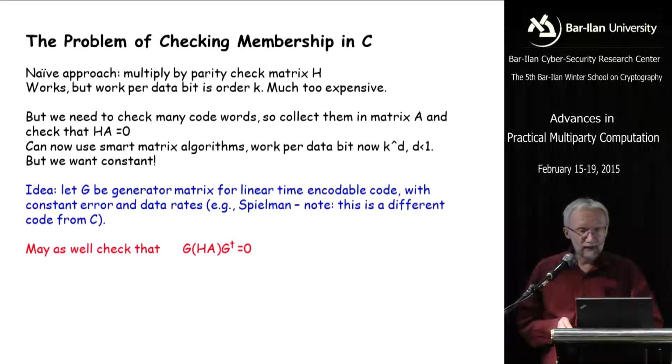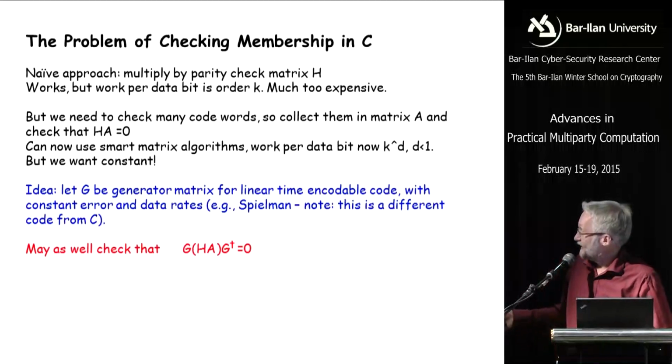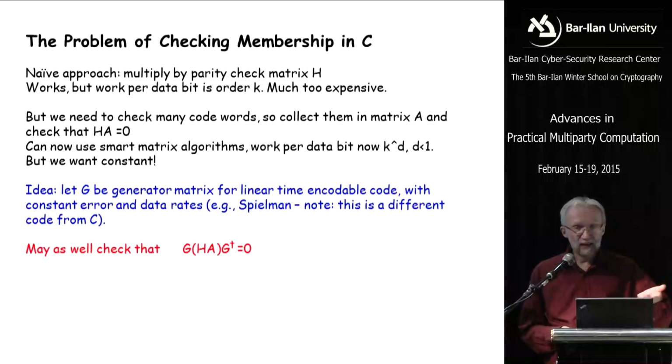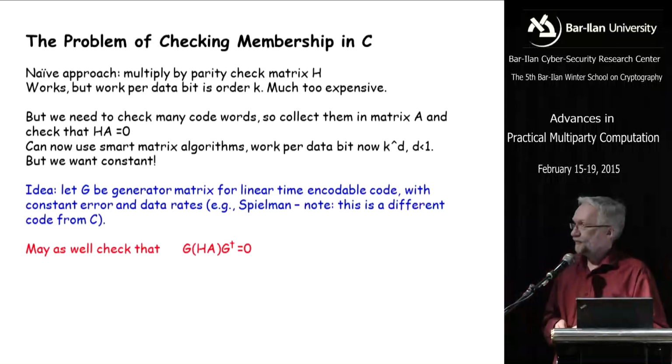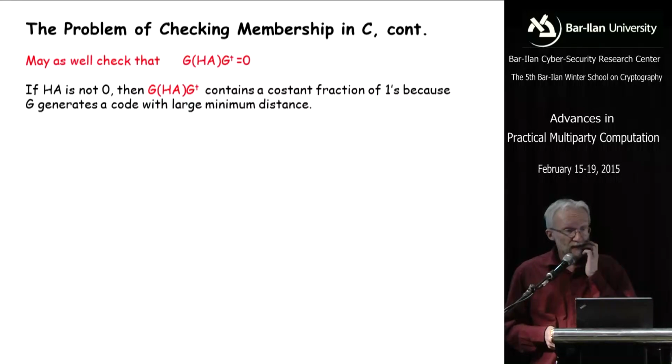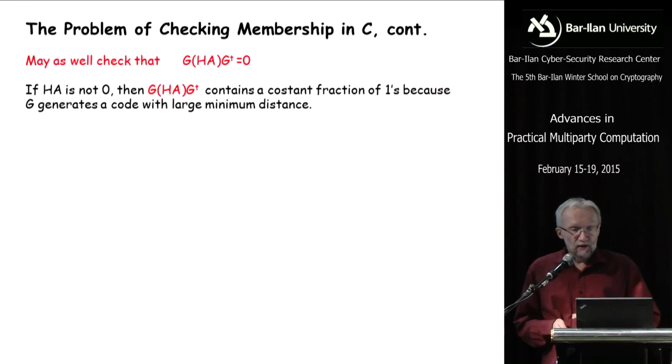So now notice that I want to check if H times A is 0, right? Obviously, if I multiply from both sides by G and D transpose on the other side, I might as well check if that's 0. That's obviously the same thing. Okay, so next step. Remember, I might as well check this. So notice the following.